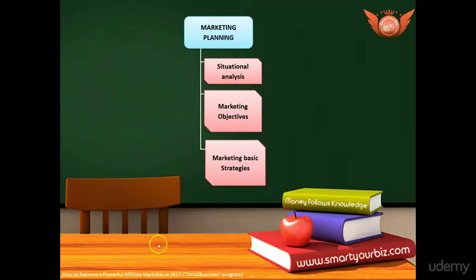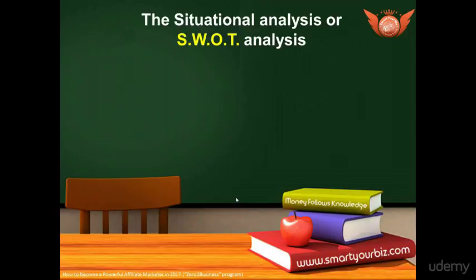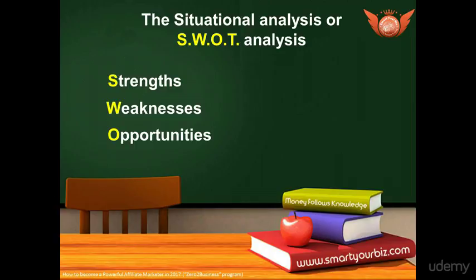Your marketing planning should include three important parts that we're gonna cover in this video: the SWOT analysis, the marketing objectives, and the marketing basic strategies. So let's start our marketing planning with the situational analysis, or SWOT analysis. SWOT stands for strengths, weaknesses, opportunities, and threats. This analysis helps you to develop a strategy and tactics that could help your business grow and succeed.